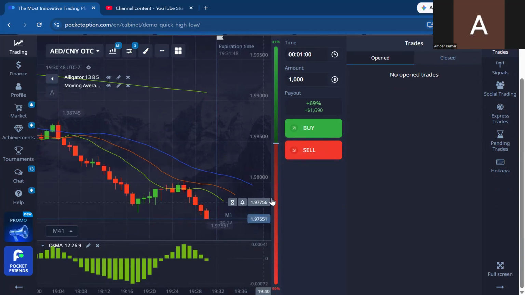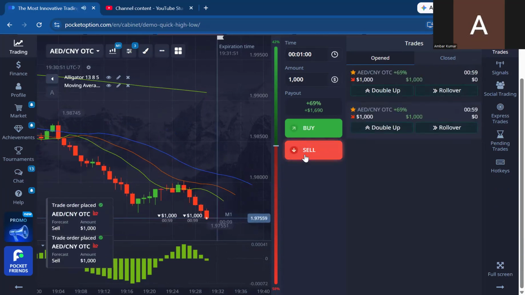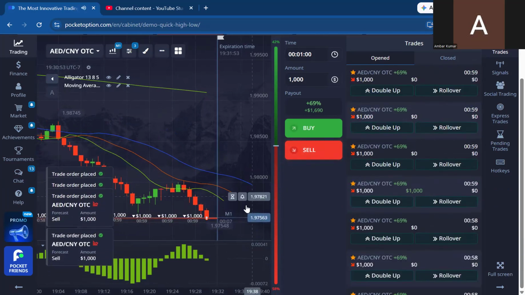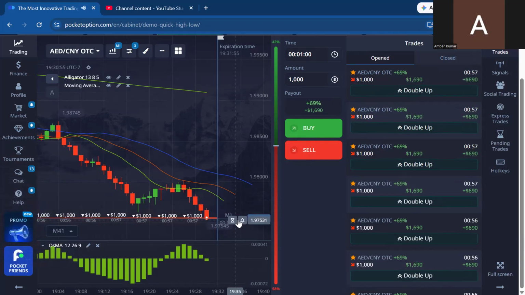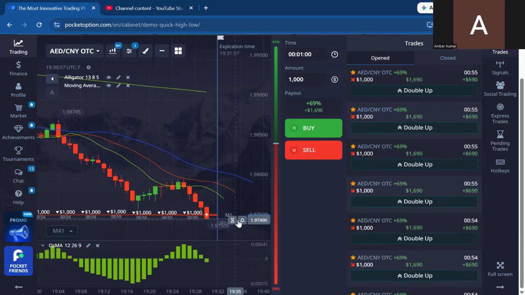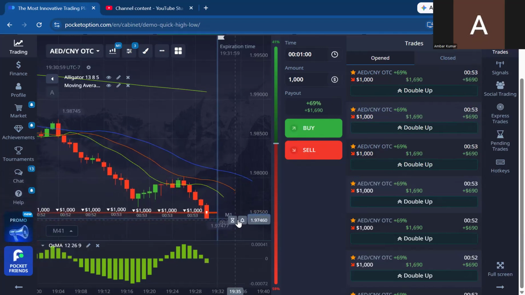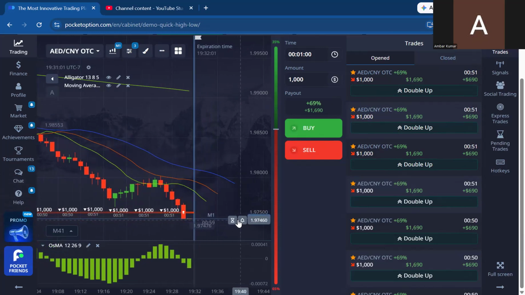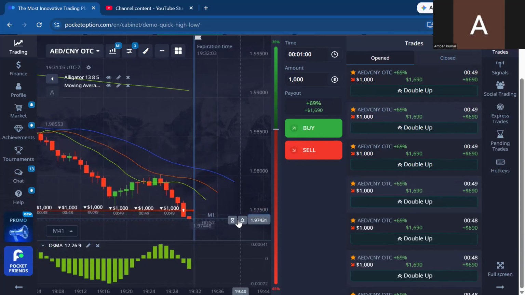And the reason why this is profitable is because trend, and same when it crosses from bottom to top.